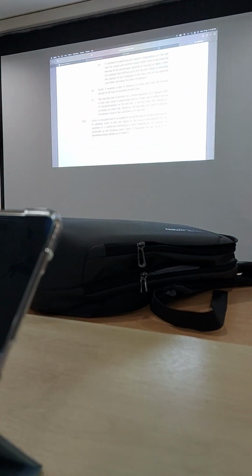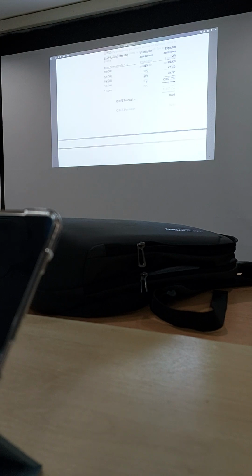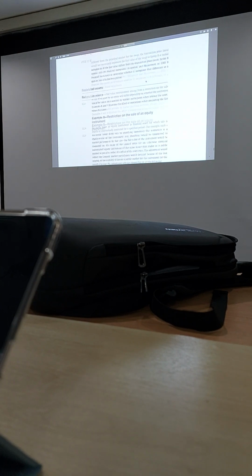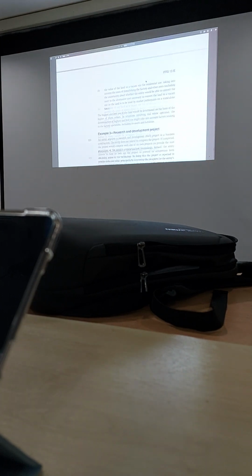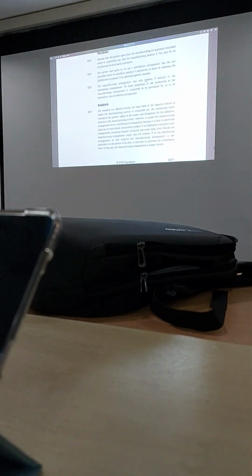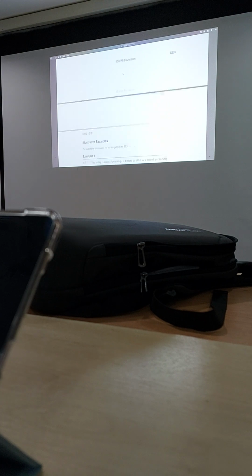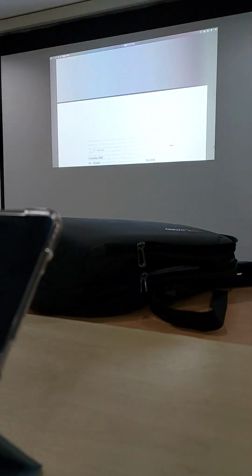Okay, let's get started. You're going to memorize this, is it? Not memorize, just how you want to find the answer from the textbook. This one is the IFRS book.